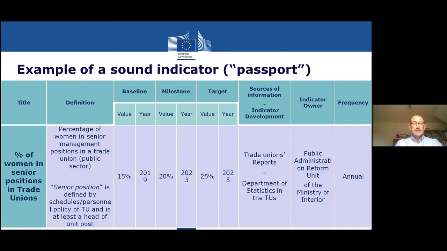If your indicator can have those characteristics, then you're basically sorted. And as you can see, it's not that tricky, but it basically tells you everything you need to know to be able to track the performance of your issue.